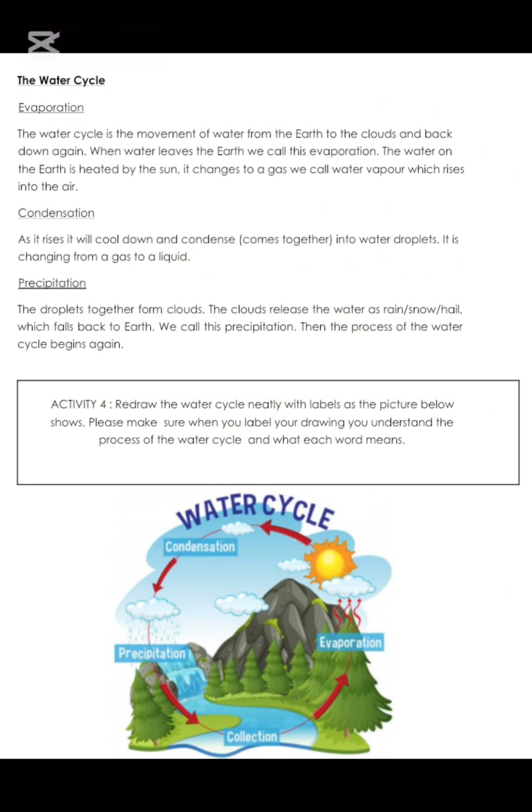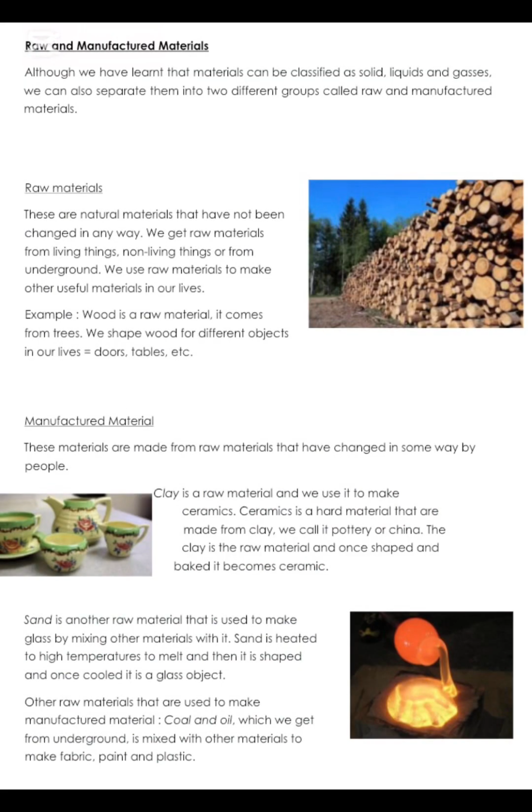Condensation. As it rises, it will cool down and condense, come together into water droplets. It is changing from a gas to a liquid. Precipitation. The droplets together form clouds. The clouds release the water as rain, snow, or hail, which falls back down to earth. We call this precipitation. Then the process of the water cycle begins again.